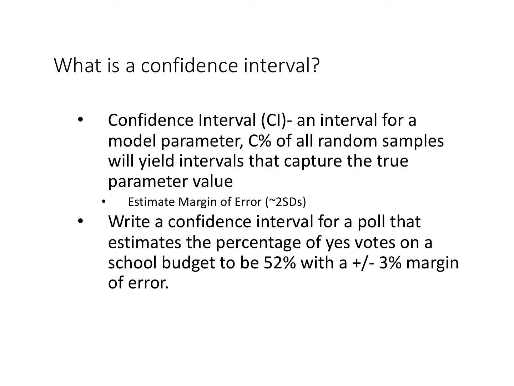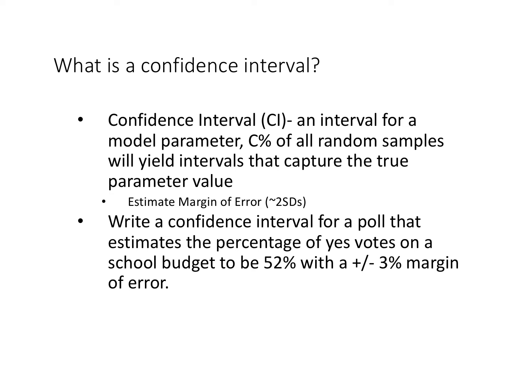So the confidence interval for a model parameter, in this case we're trying to estimate the population proportion of something. Say a 95% confidence interval is the most common confidence interval that's used. 95% of all random samples will yield intervals that capture the true parameter value. 95% of the time, the confidence interval will capture the true percentage of people that are going to vote a certain way. Will capture the true proportion of people who prefer Chick-fil-A to Raising Cane's.